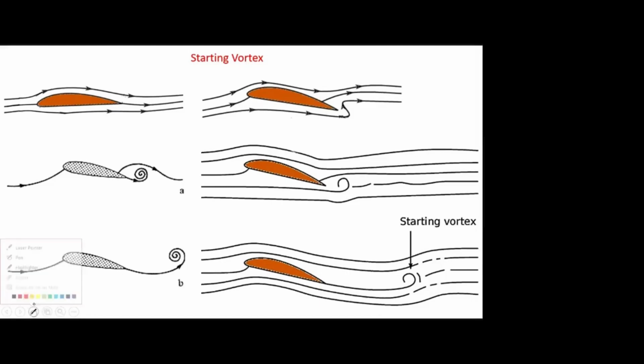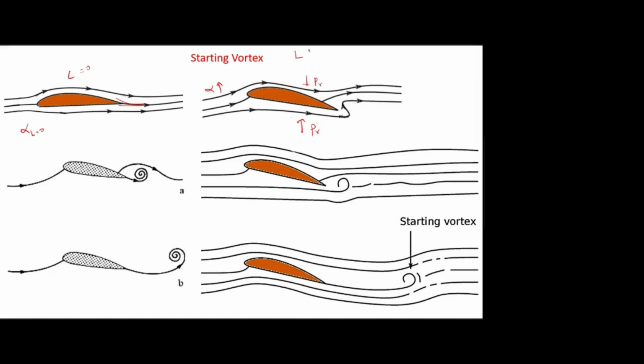So assume this aerofoil is at zero lift angle of attack. There is no lift, there is no pressure difference, so the flow leaves the aerofoil smoothly. Suddenly, if I increase the angle of attack and I am getting some positive lift, then there will be a pressure difference. So here high pressure, here low pressure.